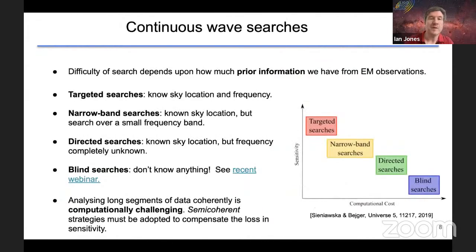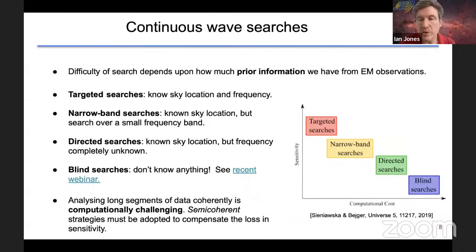So next slide. These continuous wave searches, as we call them, continuous because the waves go on for a long time, are tricky. And the way in which we actually do them depends on how much prior information, how much advanced information we get from our colleagues in electromagnetic astronomy. And we talk about 4 different sorts of continuous wave searches.